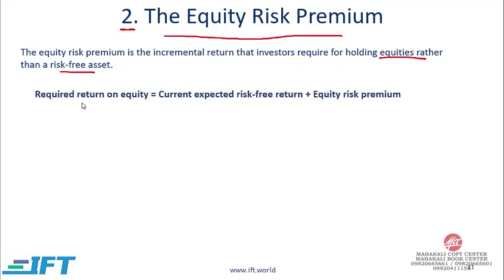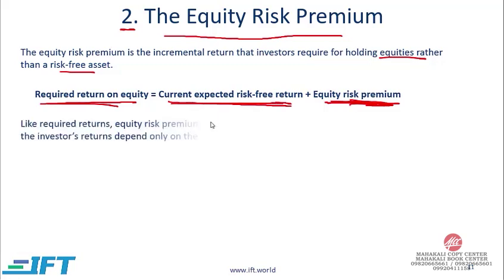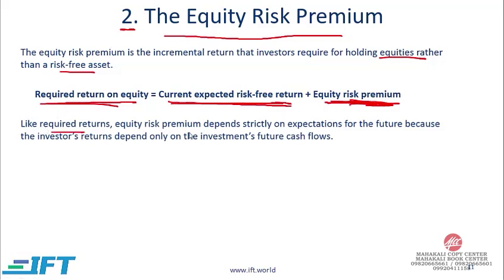So essentially, the required return on equity is the current expected risk-free rate plus the equity risk premium. If you take equity risk premium, then that is simply equal to the required return on equity minus the current expected risk-free return. Like required returns, the equity risk premium depends strictly on expectations for the future, because the investor's returns depend only on the investment's future cash flow.